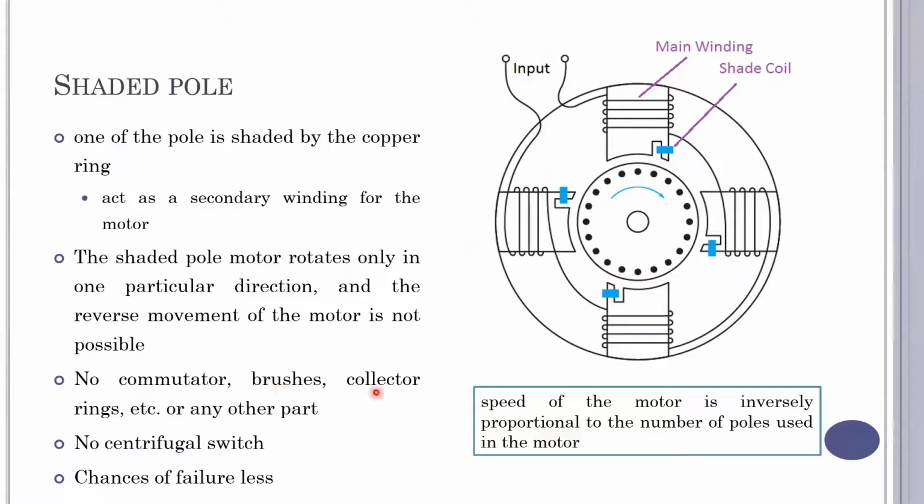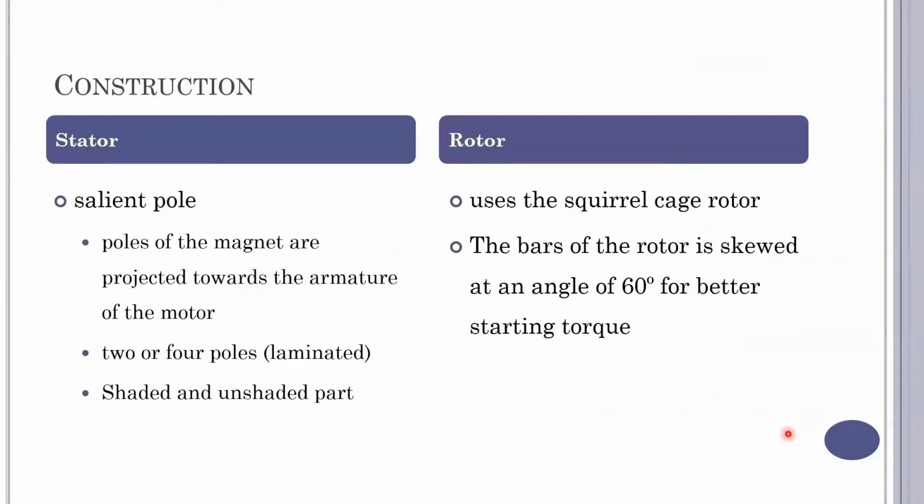and we don't require any commutator or brushes or collector rings or any other part for taking in the current. And we also don't require a centrifugal switch, and hence the chances of failure are less. The speed of rotation of this motor is going to be inversely proportional to the number of poles that we use in the motor.